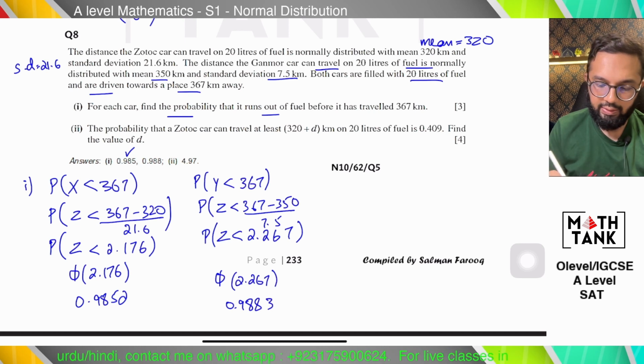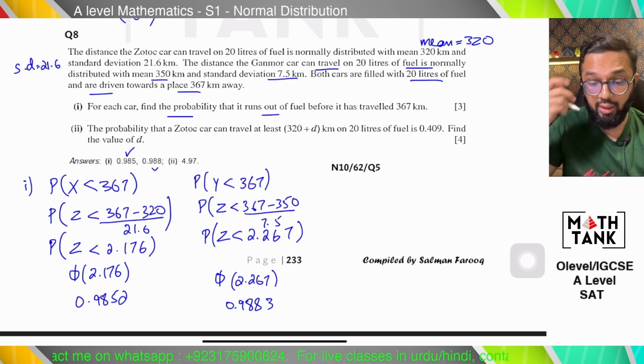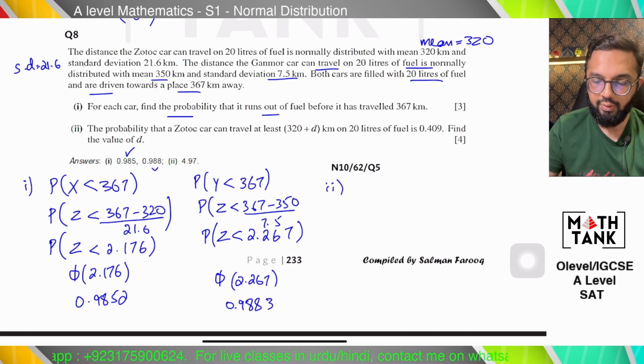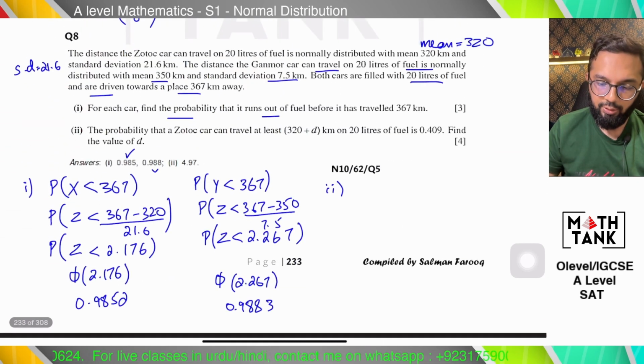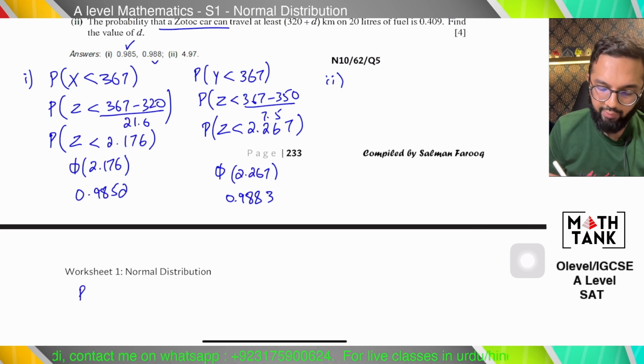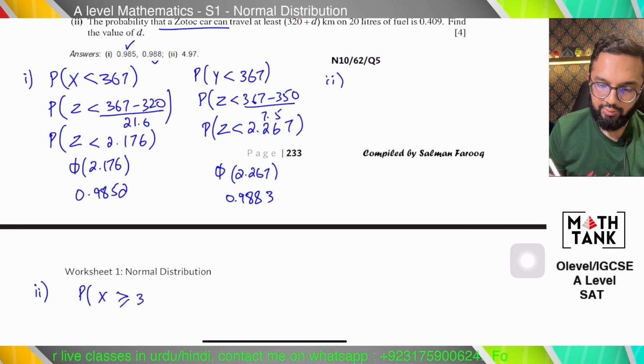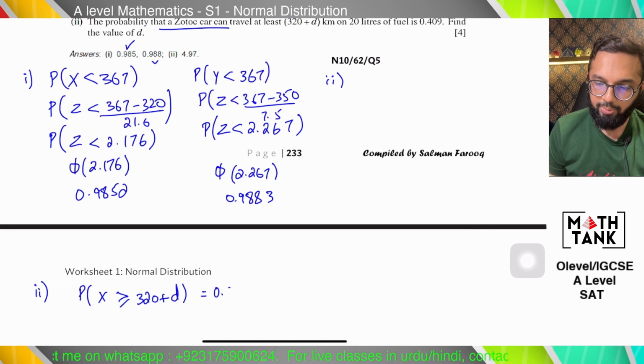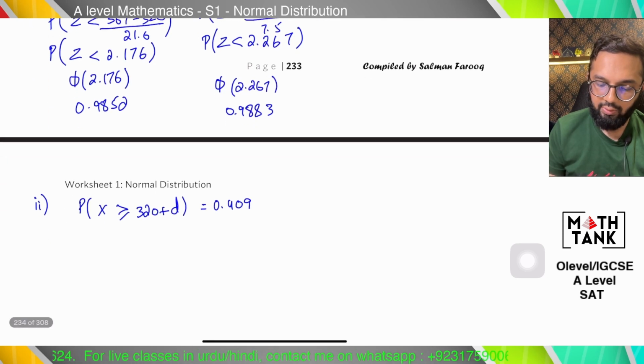That is the correct answer. It says 0.988, correct to three significant figures. Let's do part two. There's more space, but I want to read: the probability that a Zotox car can travel at least 320 plus D is 0.409. Find the value of D.